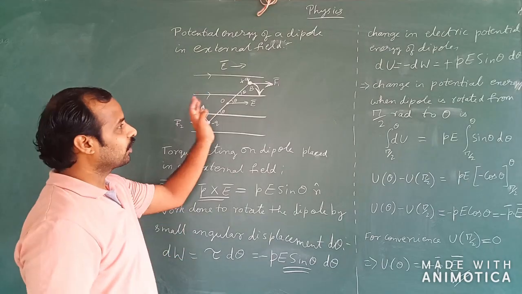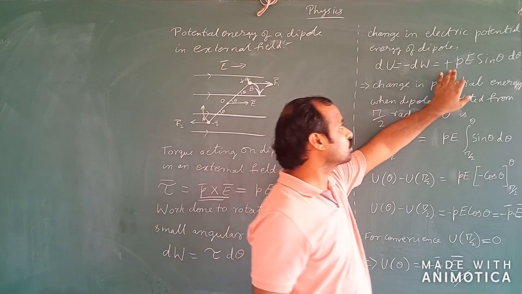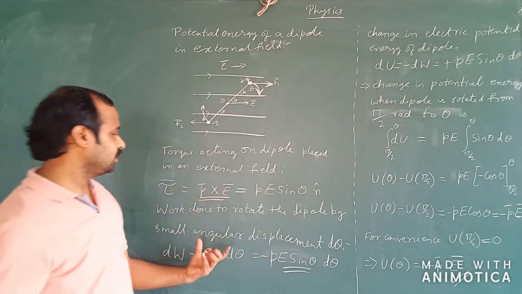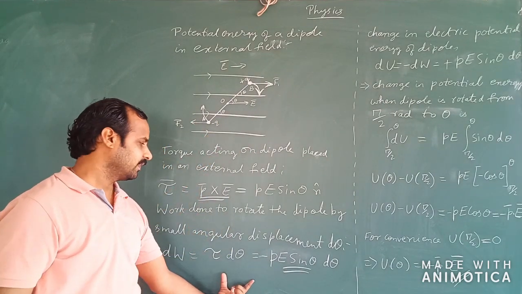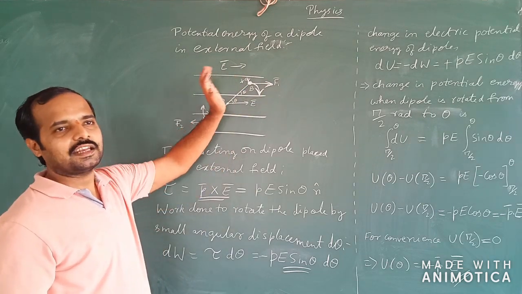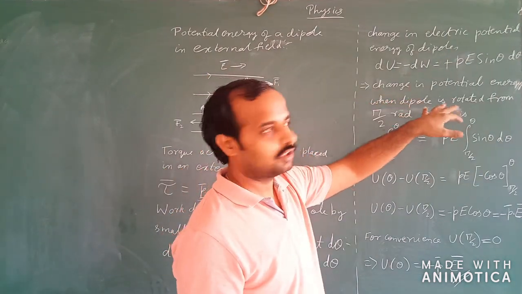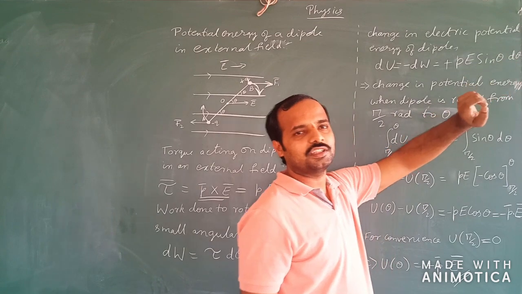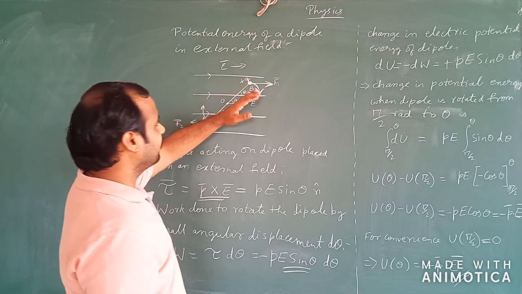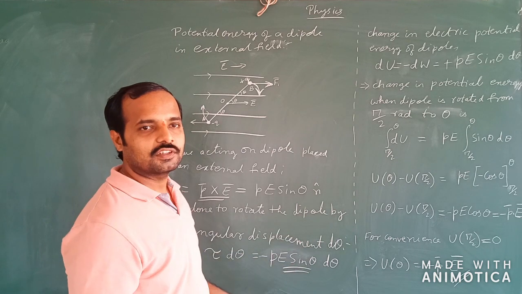In such a case, the potential energy stored will be dU equals minus dW equals plus P into E sin theta d theta. Remember, initially while finding the work done, this work is done in rotating the dipole against the direction of the torque. If I go with the direction of the torque, I will get this as plus P into E sin theta d theta. So I am going both ways, but to define the potential energy, obviously I need the work to be done against the direction of the field.